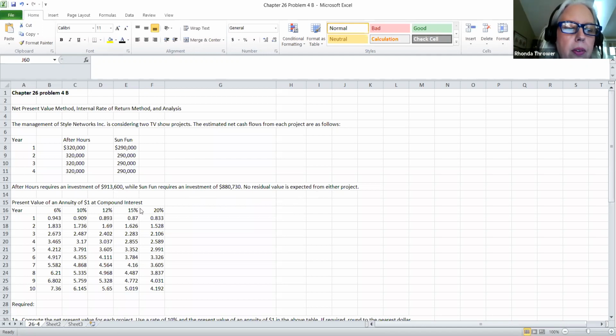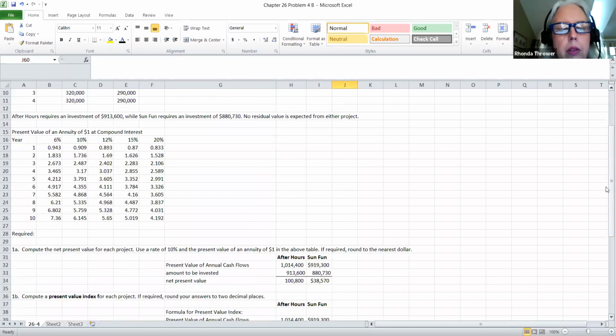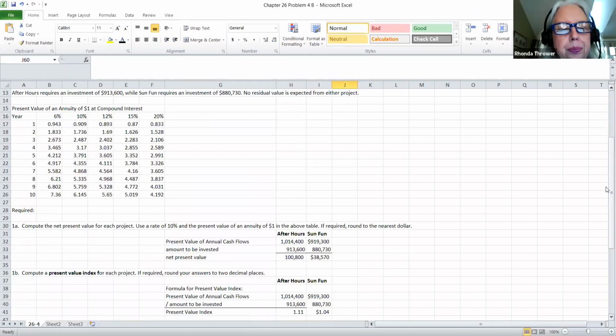So here's your present value of annuity table that they've given you. Notice that this table has table value amounts associated with it. And in part one, they want you to compute the net present value for each project, and they want you to use a rate of 10%. So this is what management has decided that they think that they can earn in interest. So 10% is what we're going to be looking at. So we're going to be looking at this column right here.